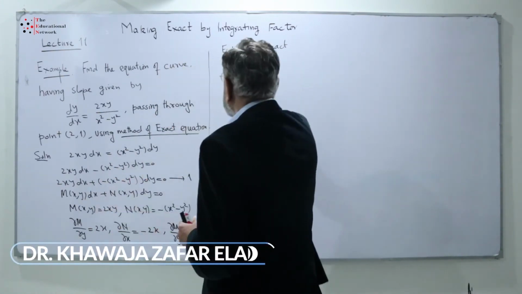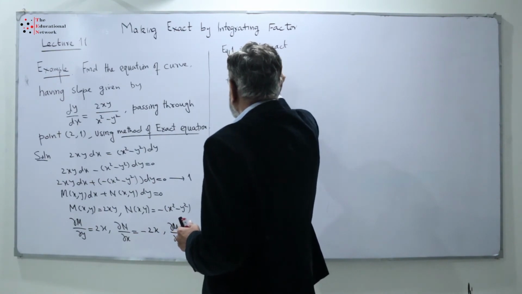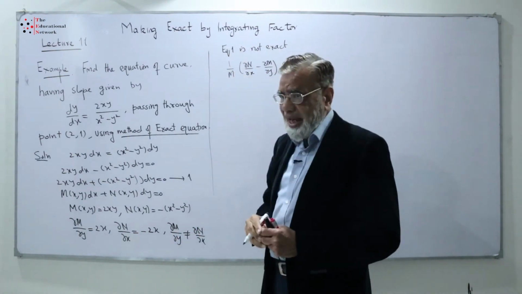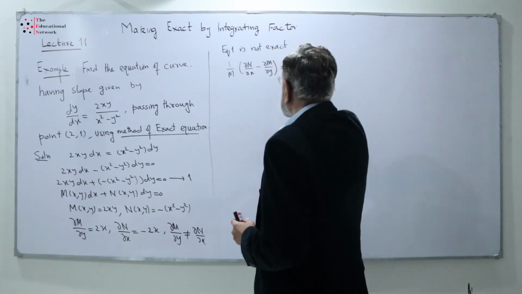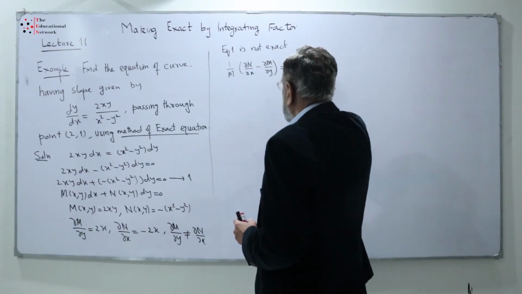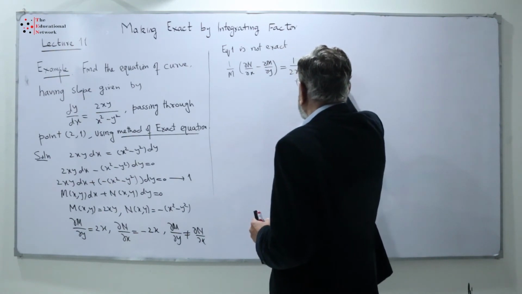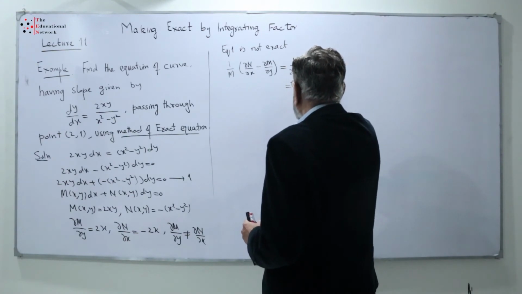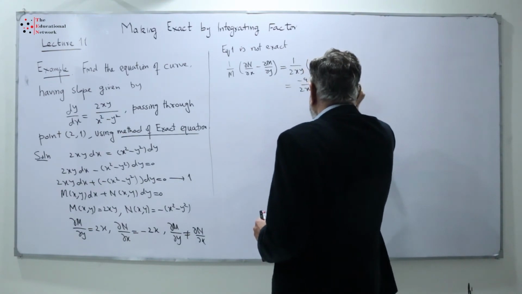So I start from M. So I have 1 upon M, times partial N by partial x minus partial M by partial y. To remember this formula, always when we start from M, then the partial derivative is with respect to N. So we have 1 upon M, this is equal to 1 over 2xy, and partial N by partial x is equal to minus 2x and then minus 2x. So we get here minus 4x over 2xy. We simplify this one, get minus 2 over y, and this is my function of y.